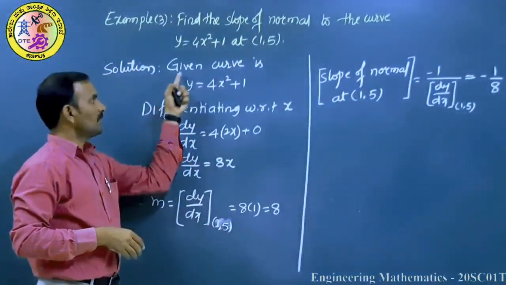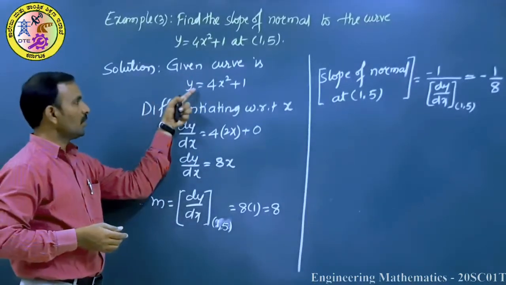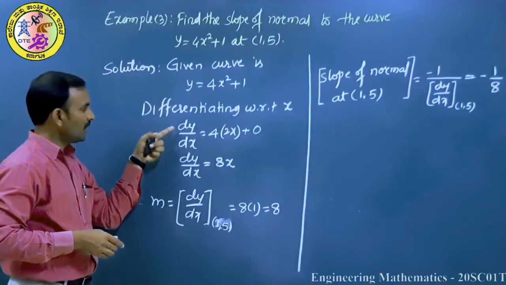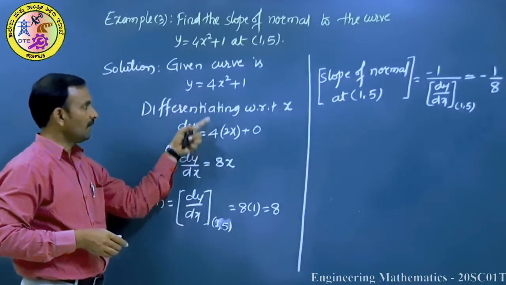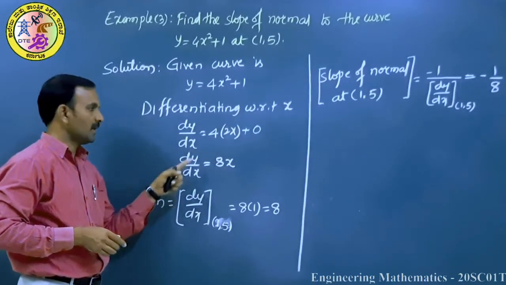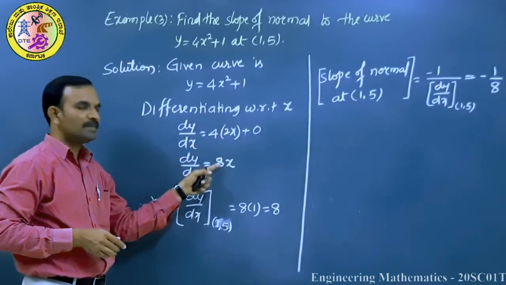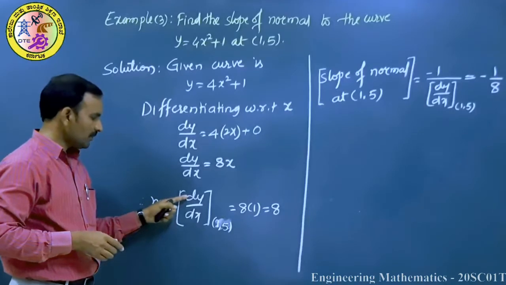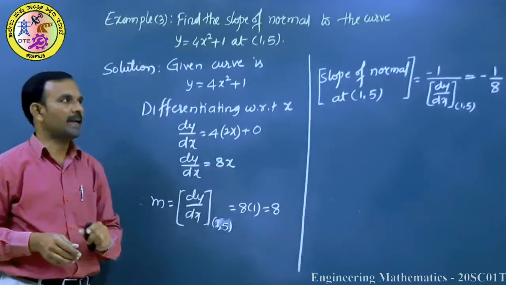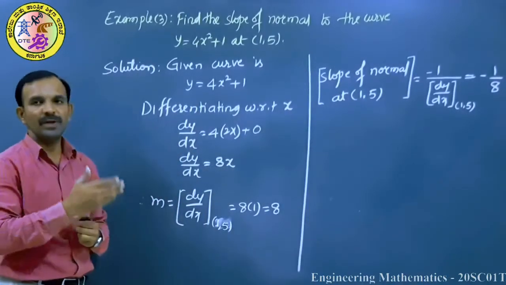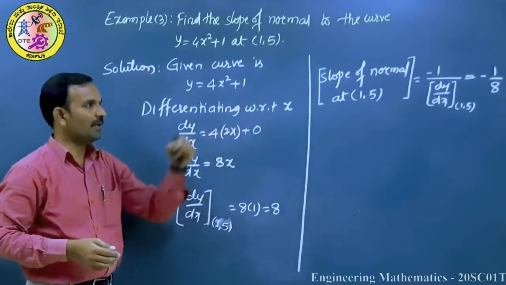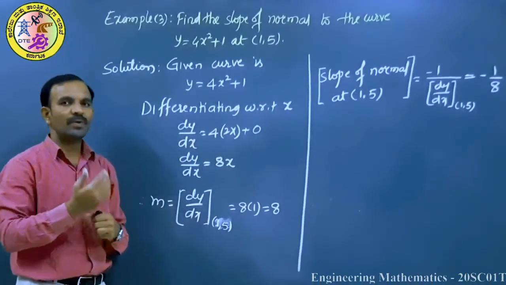See once again. First you have to take the given curve: y equal to 4x square plus 1. Differentiating with respect to x, dy by dx equal to 4 as it is, x square differentiation is 2x, plus 1 differentiation is 0. So dy by dx equal to 4 into 2x, which is 8x. Now m equal to dy by dx at (1, 5), where x value is 1, so 8 into 1 is 8. We know that the slope of normal at (1, 5) is equal to minus 1 divided by dy by dx, whose value is 8. Substitute the value: minus 1 by 8. You can note down the answer.